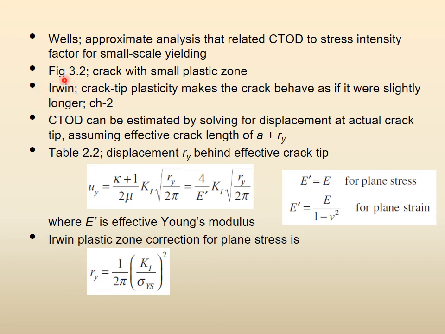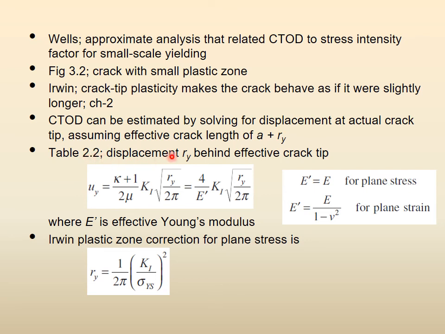If you remember Irwin, crack tip plasticity makes the crack behave as if it were slightly longer, right? Remember that instead of a, the crack size, you defined a effective as a plus Ry. So crack tip plasticity makes the crack behave as if it were slightly longer. CTOD can be estimated by solving for displacement at the actual crack tip, assuming effective crack length of a plus Ry. Okay, and so we will see the figure, and in the table of displacements, there is Table 2.2 in the Anderson book.